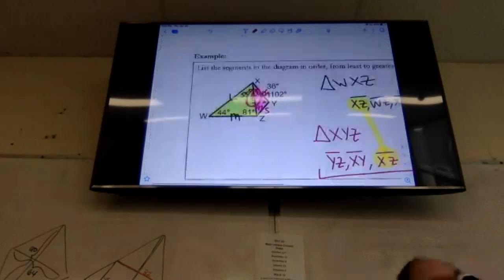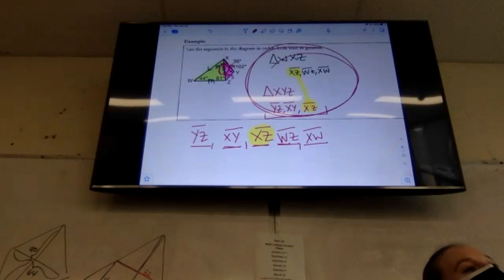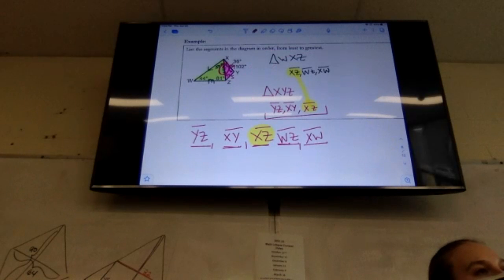So we did write XZ twice. We wrote it twice originally, at this first part right here, just because it was in 2 separate triangles. But when I brought it together, I don't need to write XZ twice. It's kind of redundant, right? It's the same side.